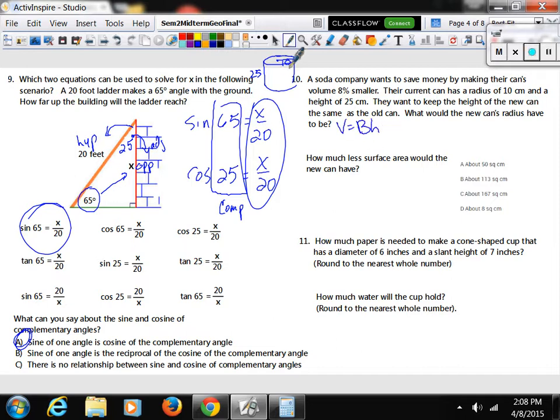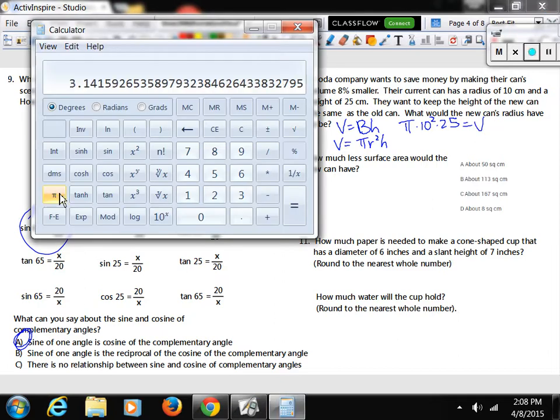volume of the original can, and that's going to be the area of the base, which is pi r squared, times the height. Area of a circle is pi r squared, times it by the height. So you're going to do pi times 10 squared times 25. That's going to be my volume. So let's see if we get there. Pi times 100, because 10 squared is 100, times 25. And 7853, let's go 7854, since that'll round up.